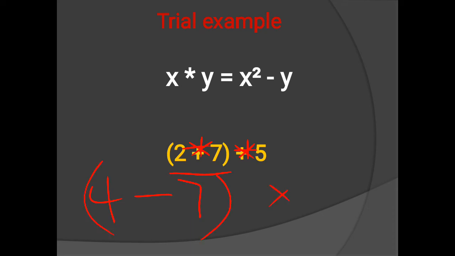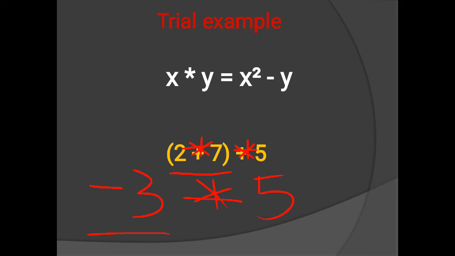Then operation 5. So 4 minus 7 will give us minus 3. So we have minus 3 operation 5. You see, the one in the parentheses has given us 1 digit, which is minus 3. So we have minus 3 operation 5. We solve using the same rule.